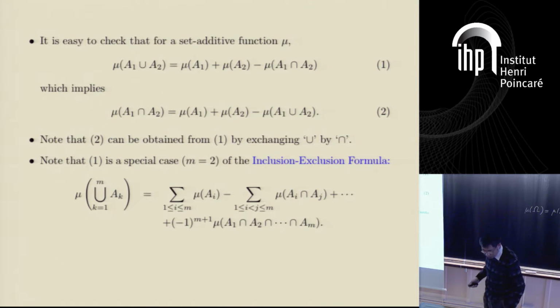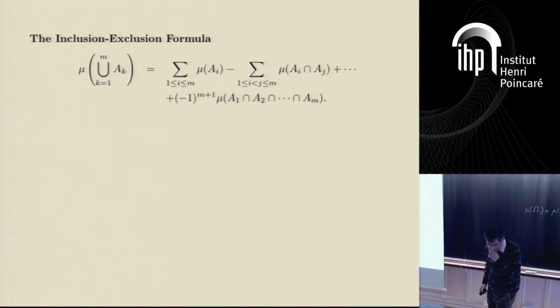So the first identity is actually a special case of the well-known inclusion-exclusion formula, which says that the mu on the unions is equal to the summation of mu on the single sets, and then minus the summation of mu on the intersection of two sets, and so on and so forth. Every time you have to flip the sign. Everybody knows that. Now, this is the same thing.